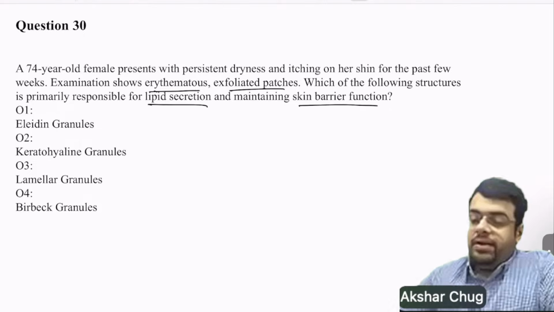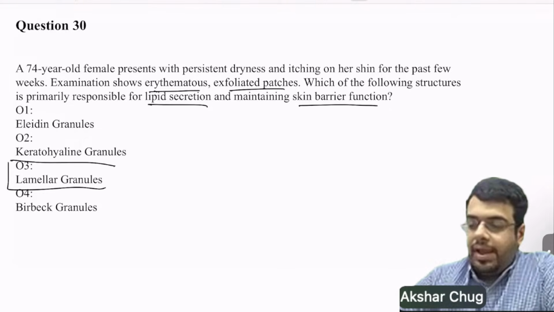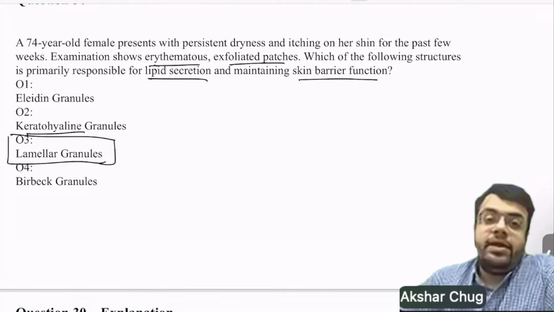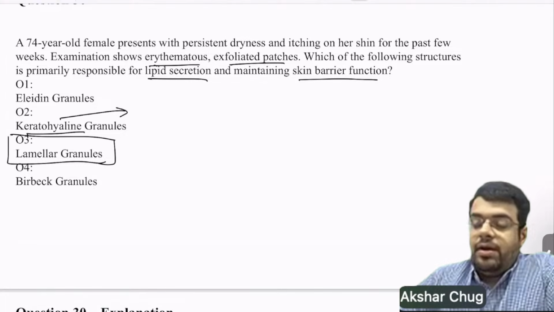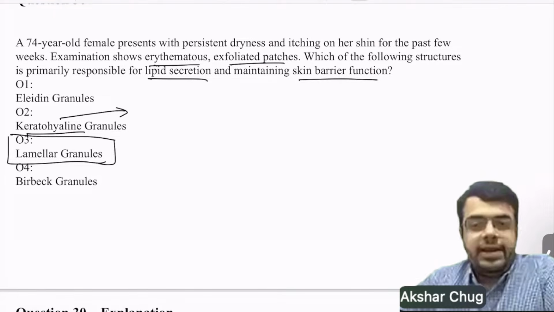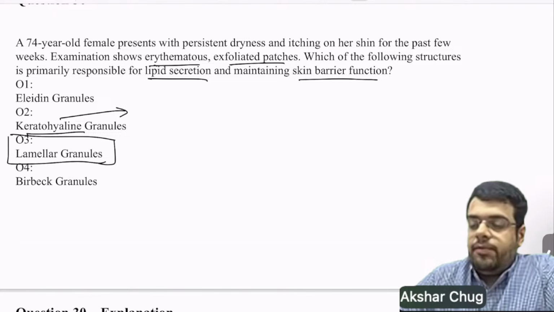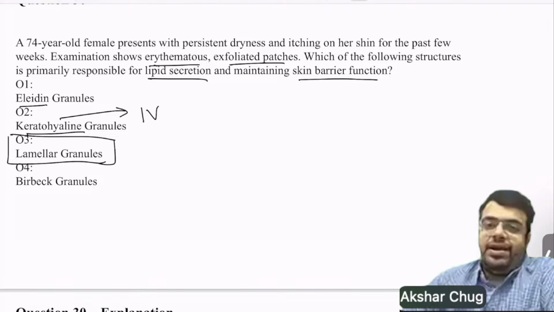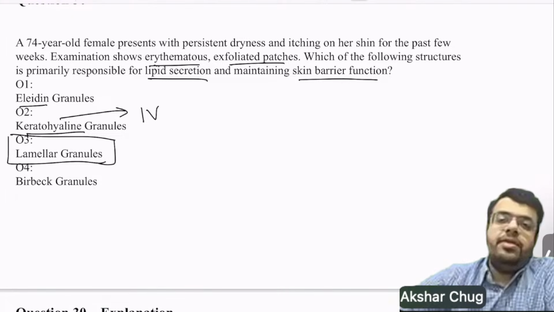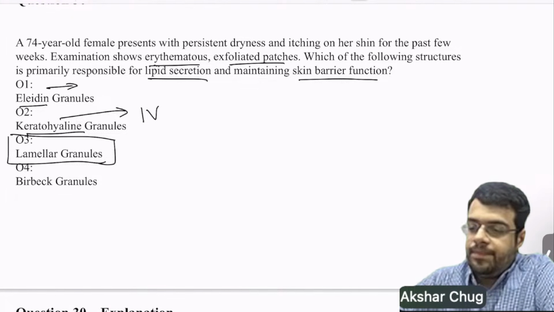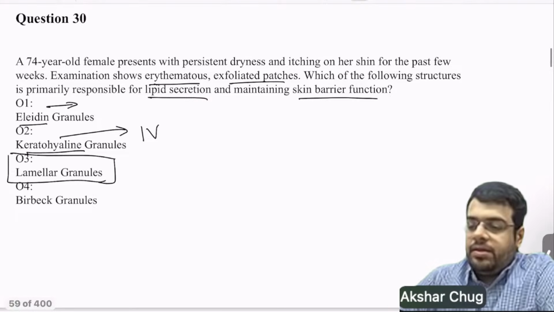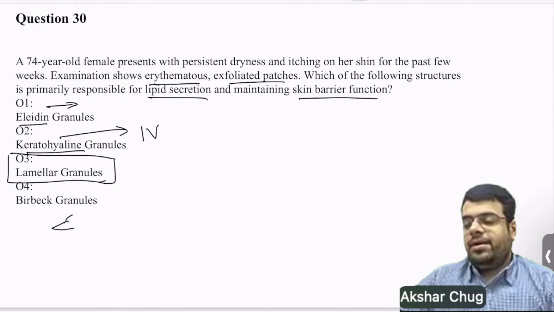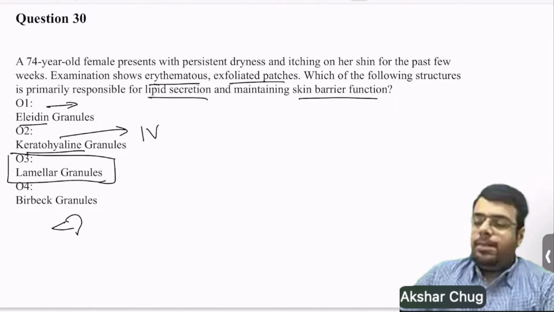So here the answer would be lamellar bodies or lamellar granules. The reason is that keratohyalin granules, if these are absent, there is a deficiency of a protein known as filaggrin, and they are responsible for ichthyosis vulgaris. Whereas eleidin granules are seen in the stratum lucidum, especially of the palms and soles. Option 4 is the Birbeck granules, which are seen in Langerhans cell histiocytosis. They are tennis racket shaped granules, and there is positivity for CD1a.